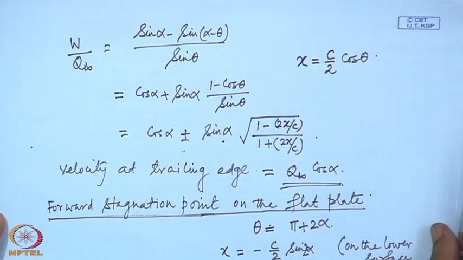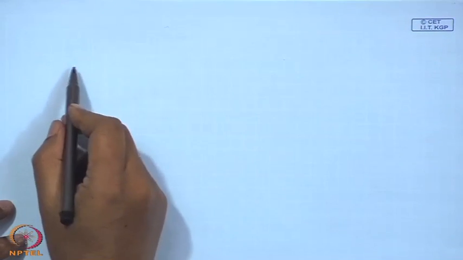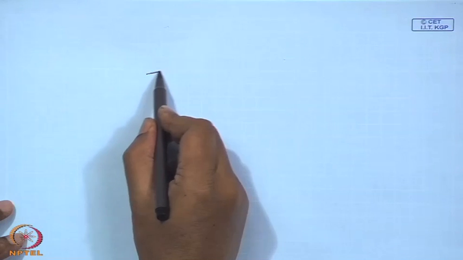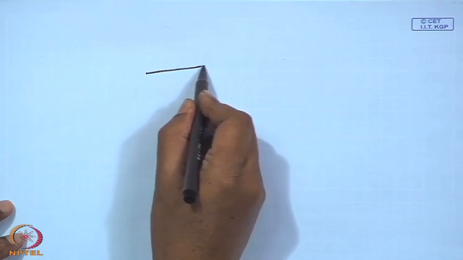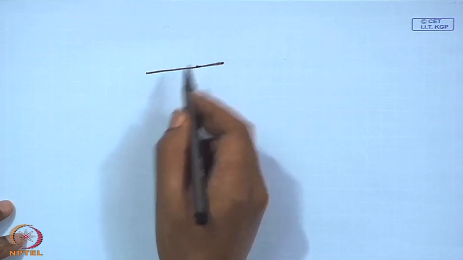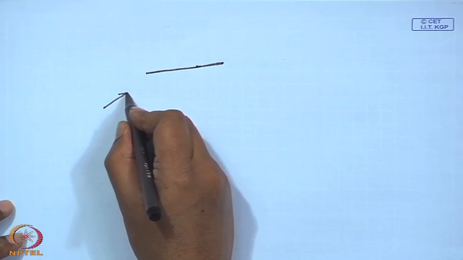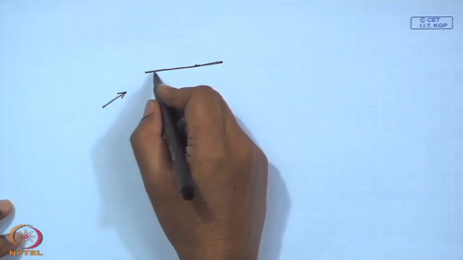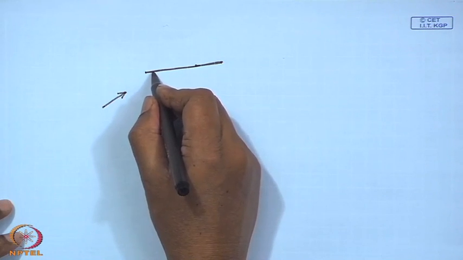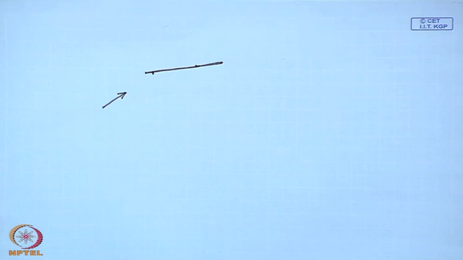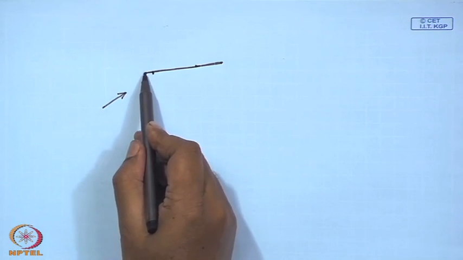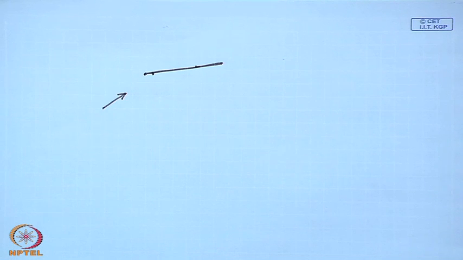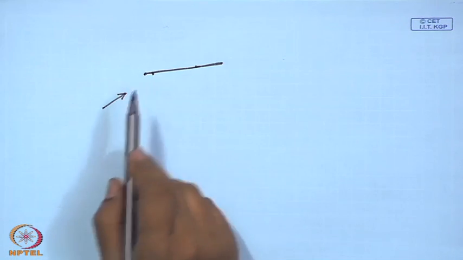Look at then what will be the velocity, I mean the flow pattern. First of all, think that this is our flat plate, the flow is coming at an angle alpha, the forward stagnation point is somewhere here on the lower surface. It is not at the front point, it will be at the front edge when alpha is 0. For any non-zero alpha, it will be on the lower surface, assuming positive alpha.